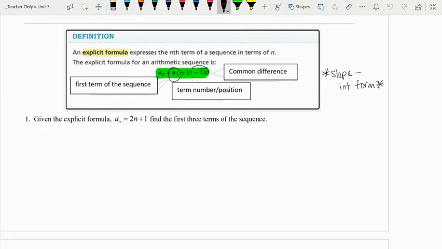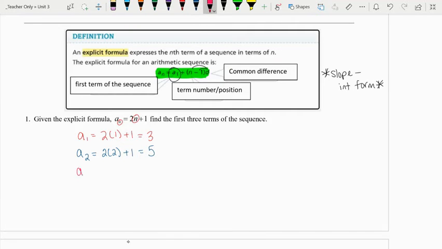So for this first one, it says, given the explicit formula, find the first 3 terms of the sequence. Well, if I want to find the first 3 terms, I would start with a sub 1. That means that I'm going to take 1 and plug it in for my n values. So we have 2 times 1 plus 1, which would be 2 plus 1, which is 3. The next term would be when n is 2. So we have 2 times 2 plus 1, which would give me 5.